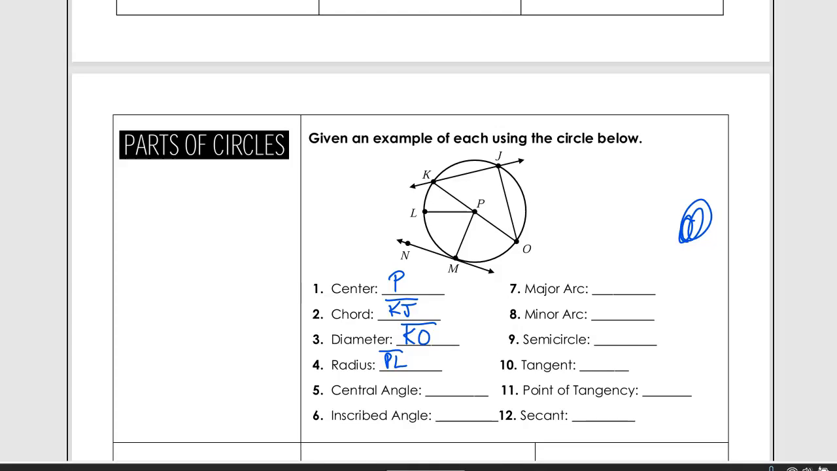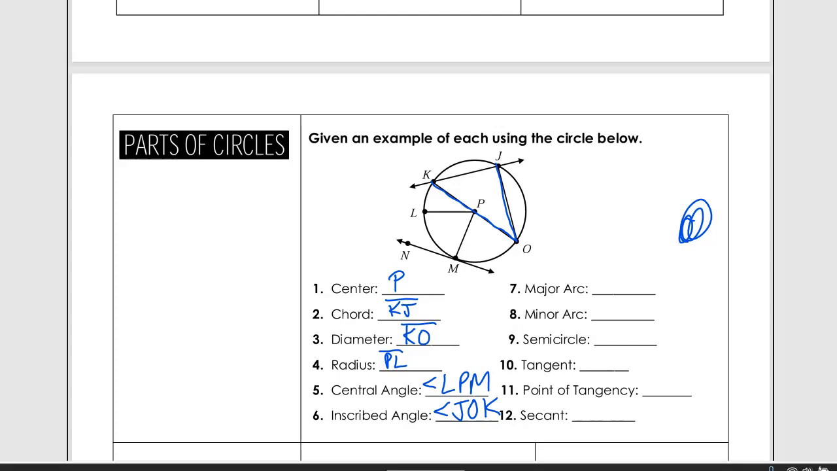So remember, a central angle goes from the center to endpoints on the circle. So we could do MPO, we could do LPK. I decided to do angle LPM. So this angle right here. All right, then we're looking at inscribed angles. So remember, an inscribed angle has endpoints on the circle, and its vertex is on the circle as well. So I am seeing an inscribed angle right here. That's a very good one, and that's angle JOK. You could also name it KOJ. That would be exactly the same.